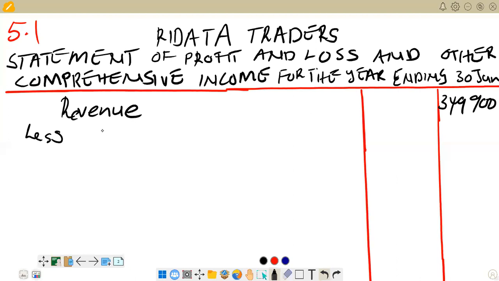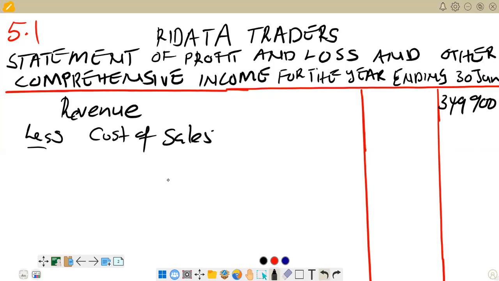We go to less cost of sales. And remember, when we're saying less, it means we're subtracting. So this figure for cost of sales, we are going to put it just under the revenue figure here. But we need to calculate it under that heading of cost of sales.